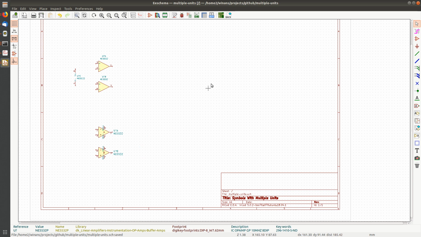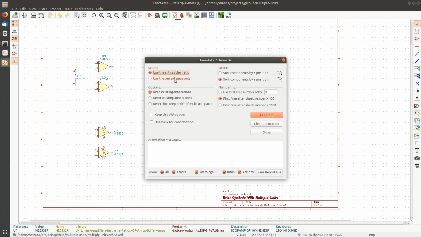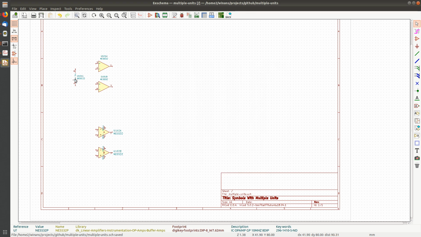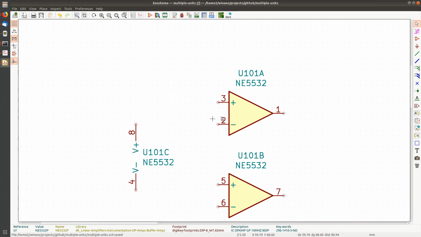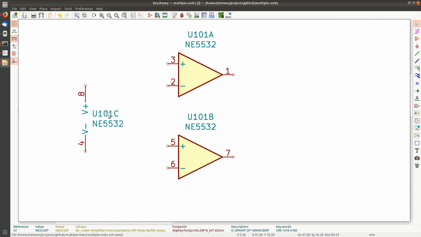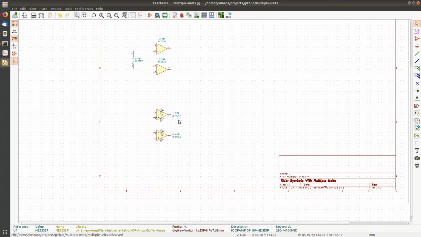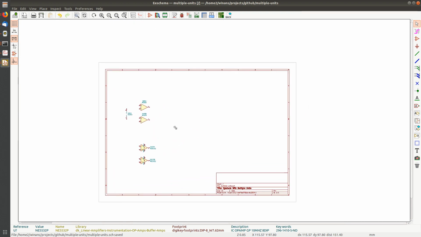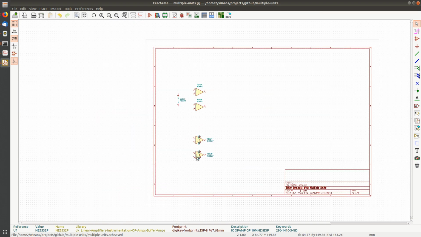First of all, let's just do the automatic annotation, reset everything, and start from scratch. What's it going to do? Can't undo it. That's the warning we get. Okay, so what do I got? 101A, 101B, 101C. That makes sense. What's this guy? 102A and 102B. That makes sense too.